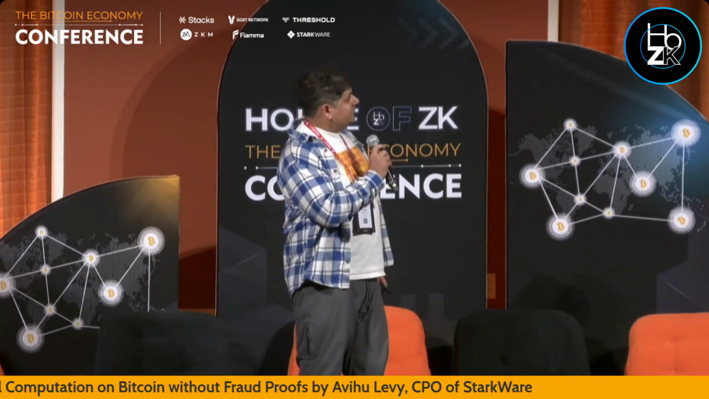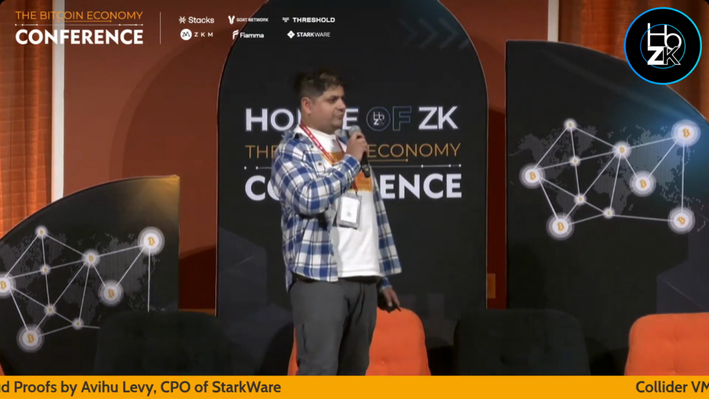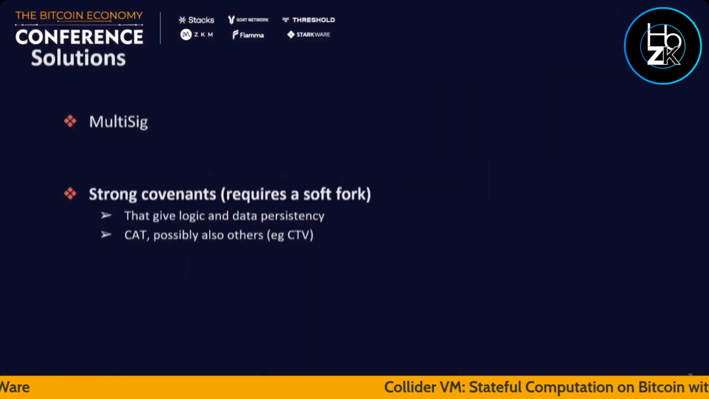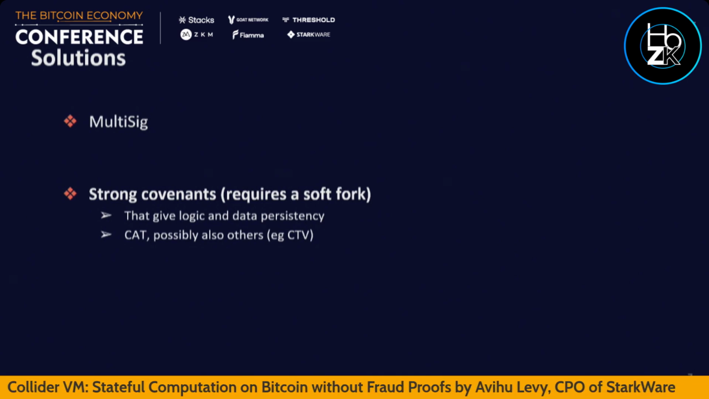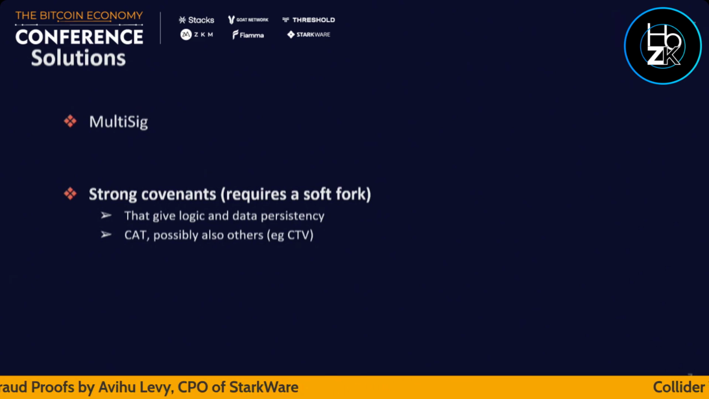All right. Going to the other extreme, we can also think of strong covenants, and that requires some sort of soft fork. If you have that, you can get the strongest form of logic and data persistency, which means that you can actually mimic smart contracts fully, at least with CAT, and possibly also with things like CTV.